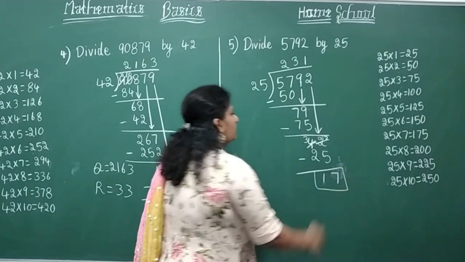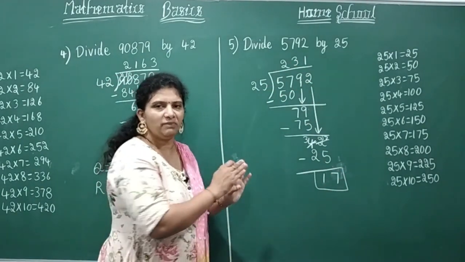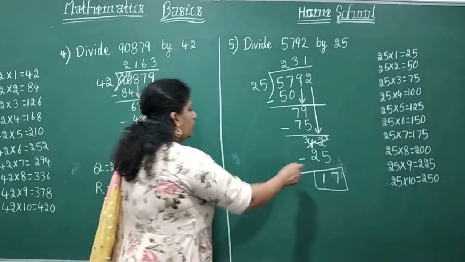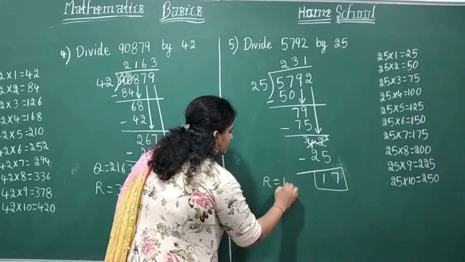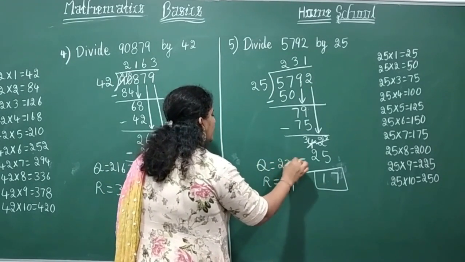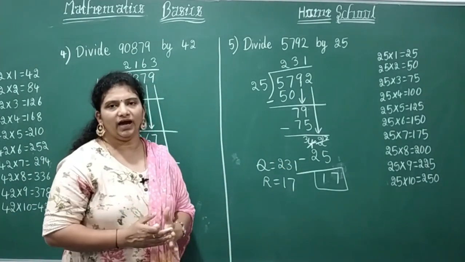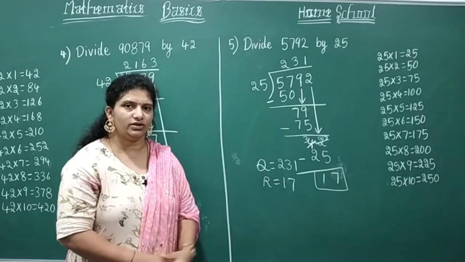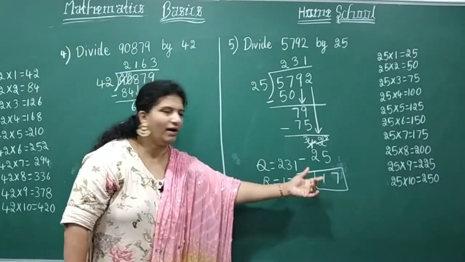So you have to end up here, children. You don't have anything to drag down. So let me end the problem here. What do you have here? That is your remainder. Remainder is 17. And your quotient is 231 when you divide. So 4 terms you are going to remember: dividend, divisor, quotient, remainder.